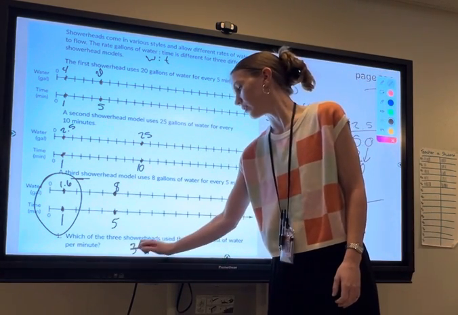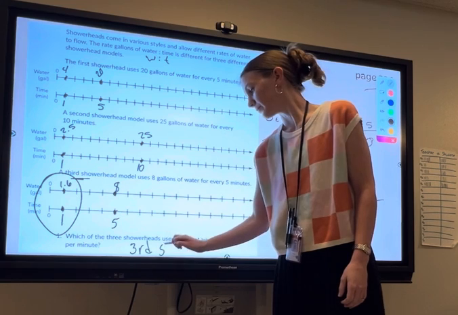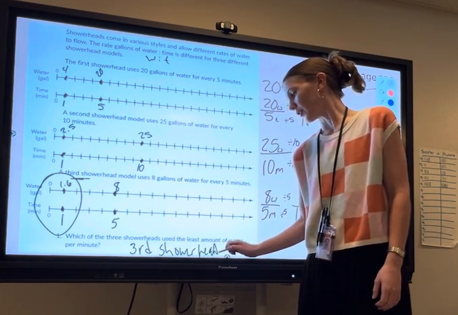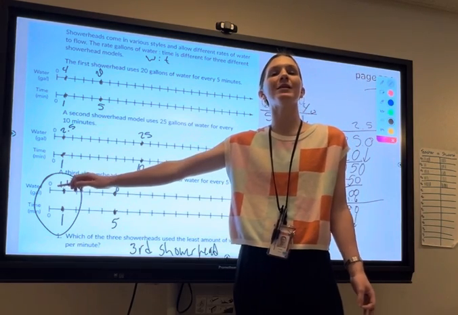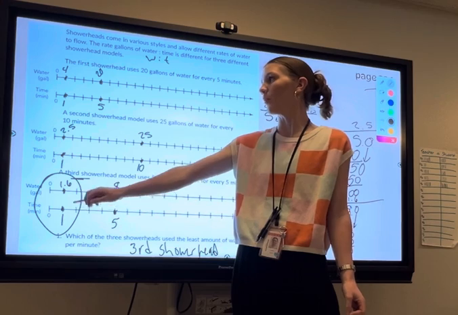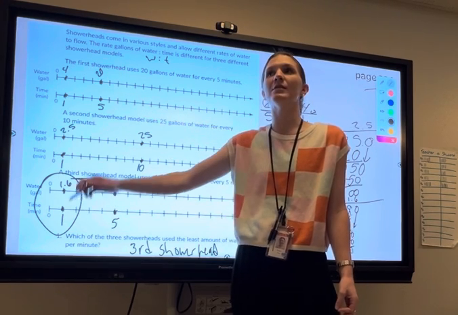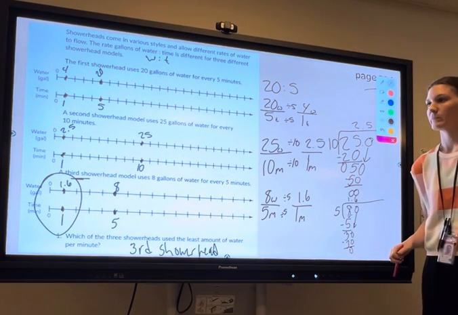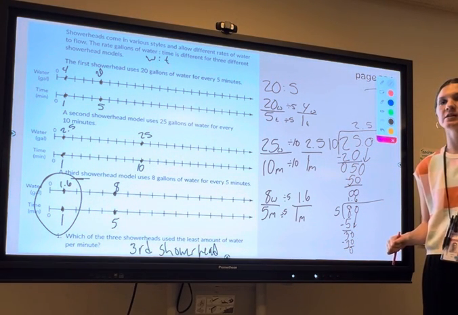So our third shower head, because it only uses 1.6 gallons. That is less than 2.5, and 1.6 is less than 4. So this uses the least amount of water per minute. Make sure that you have all of these notes down as well.